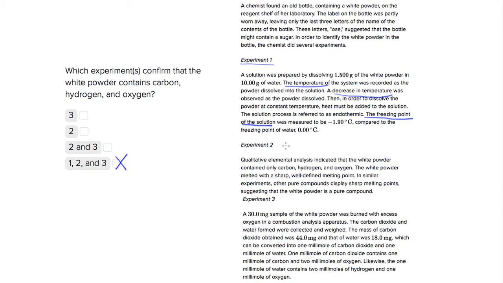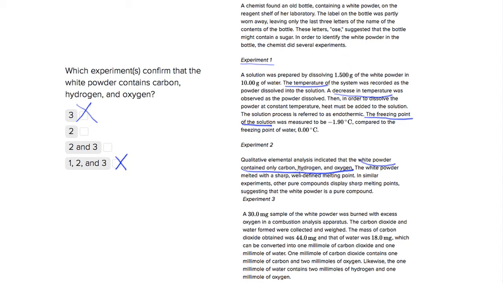Experiment 2. So this first sentence will give you all you need to know. So qualitative elemental analysis indicated that the white powder contained only carbon, hydrogen, and oxygen. Okay, so these are things we want. So let's get rid of anything that doesn't have 2. So 3 only won't work. So we know that 2 is an experiment that confirmed the contents of the white powder.